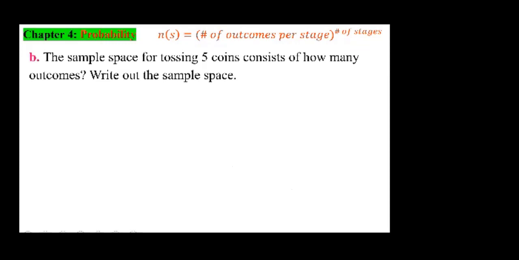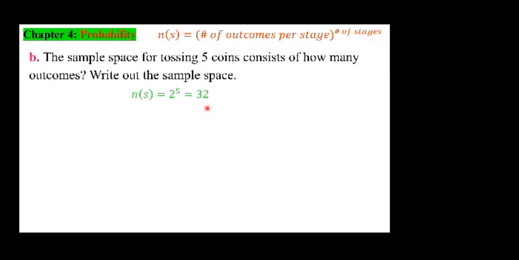We are using the same formula, number of outcomes per stage. We have only 2 outcomes because it's heads or tails. 2. And how many stages? We have 5 coins. 2 to the power of 5 results in 32. Be very careful. It's not 5 squared, it's 2 to the power of 5. 5 squared is a different number, it's 25. So 2 to the power of 5, 32 outcomes.